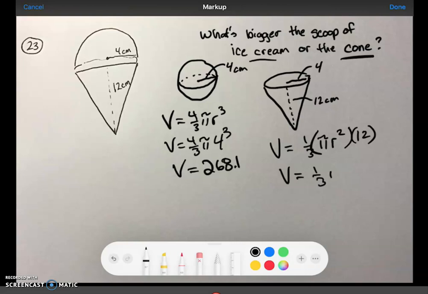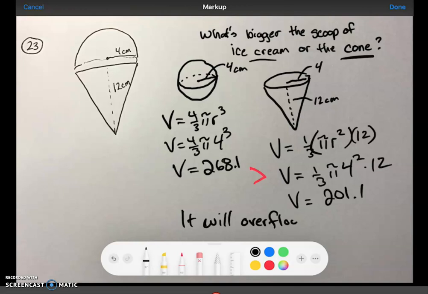This is the cone now. The radius is 4. And the height we already know is 12. And this turns into 201.1, which is obviously less than the ice cream scoop, so the scoop is bigger than the cone, and it will spill over. It will overflow. I don't know exactly the words that they're using here.